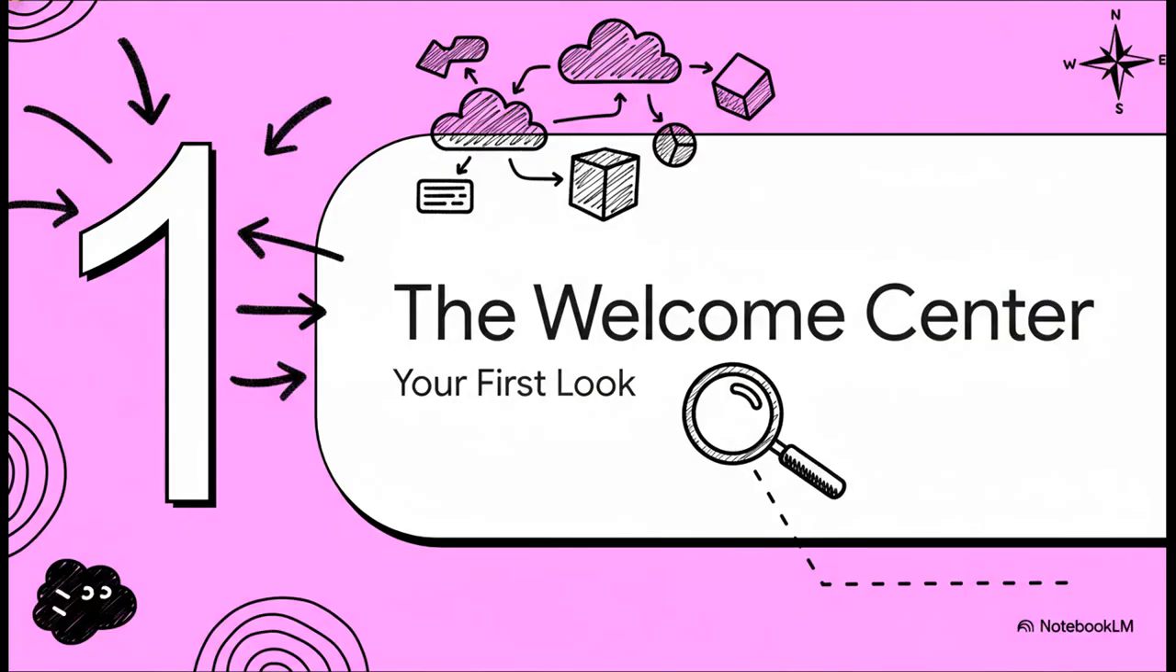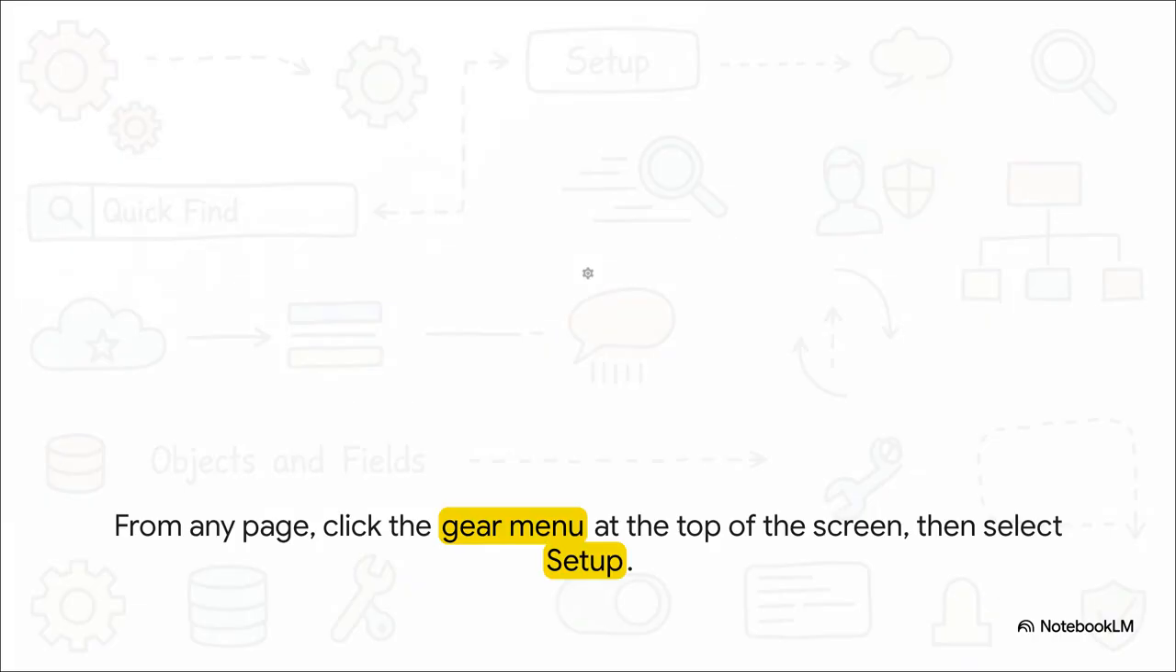Okay, so where do we start? Well, first things first, how do you even get to the setup menu? The good news is it's incredibly simple and always in the same spot, no matter where you are in Salesforce. See that little gear icon up in the top right corner? That's your golden ticket. Just give it a click, select Setup, and boom, you're in. Trust me, this simple move is going to become muscle memory in no time at all.